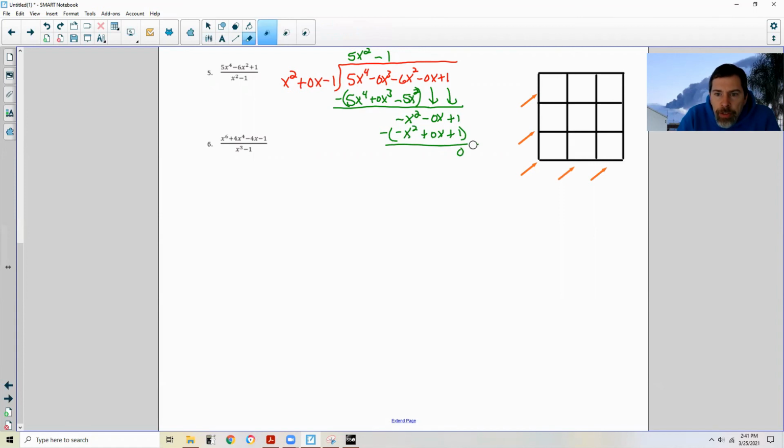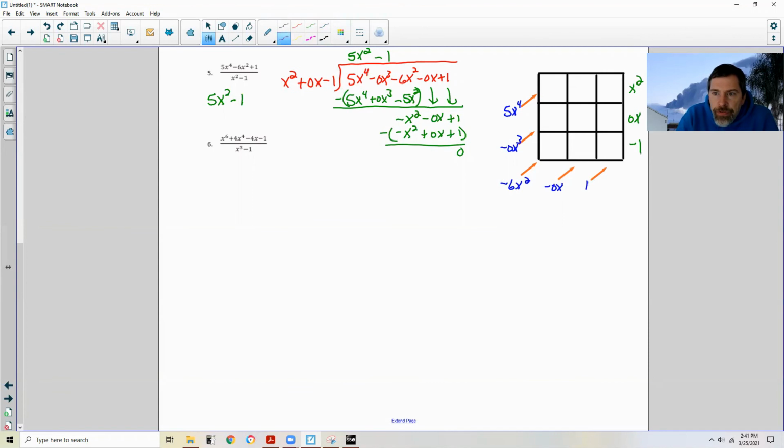So there is no remainder here, and our answer is 5x squared minus 1. Over here, I'm going to put x squared, 0x, and minus 1. What I am dividing by goes out here. So this is going to be 5x to the 4th, negative 0x cubed, or simply 0x cubed, negative 6x squared, negative 0x, or just x, and 1.